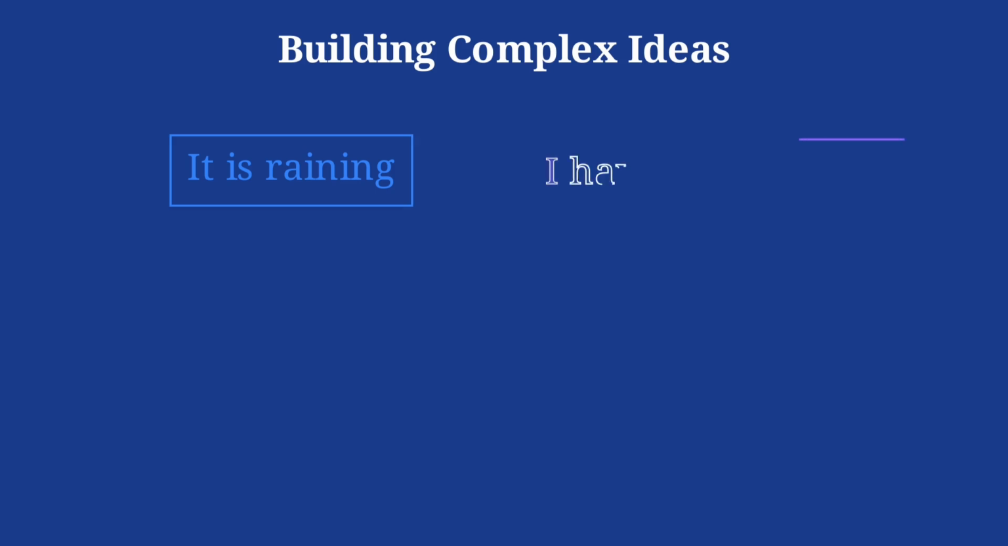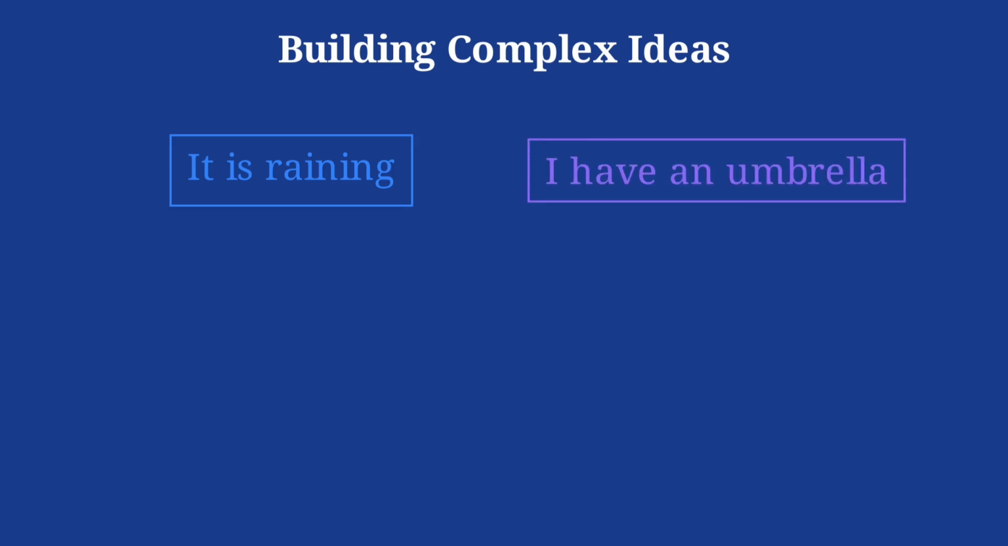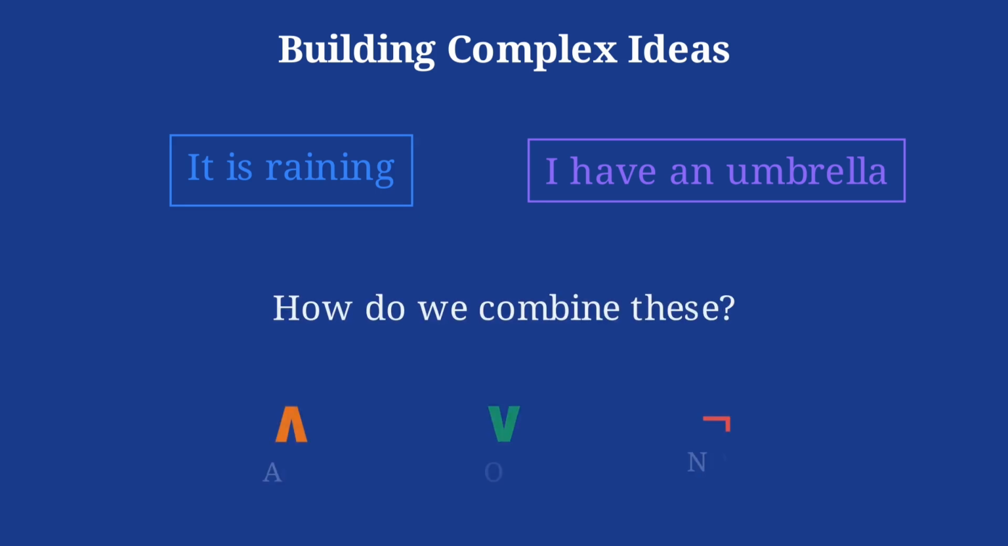In logic, we start with simple statements, like "it is raining" or "I have an umbrella." These are our basic building blocks. But how do we combine these simple ideas to form more complex ones? We use logical connectors. The three most fundamental are AND, represented by this symbol, OR, represented by this one, and NOT, represented by this symbol.